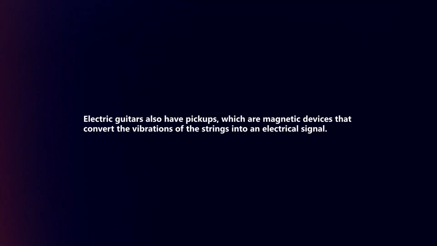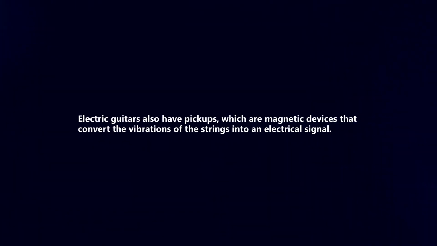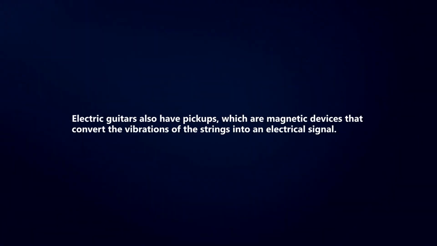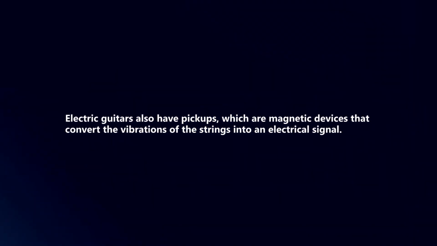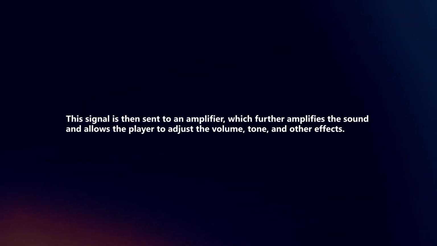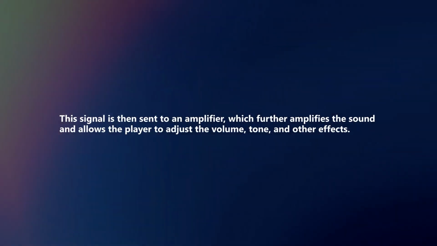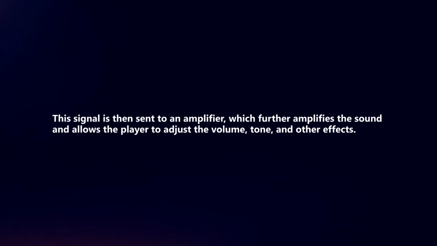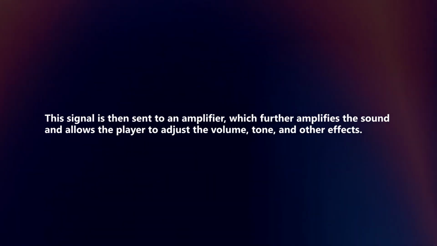Electric guitars also have pickups, which are magnetic devices that convert the vibrations of the strings into an electrical signal. This signal is then sent to an amplifier, which further amplifies the sound and allows the player to adjust the volume, tone, and other effects.